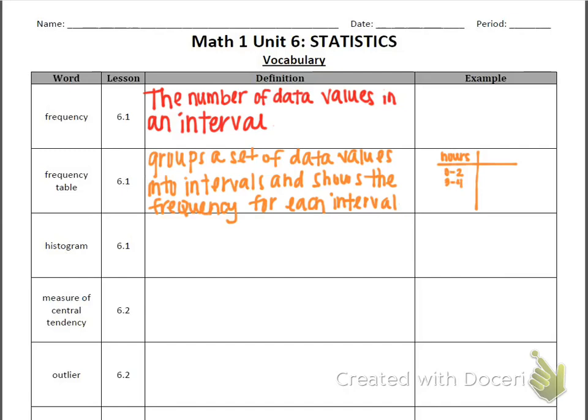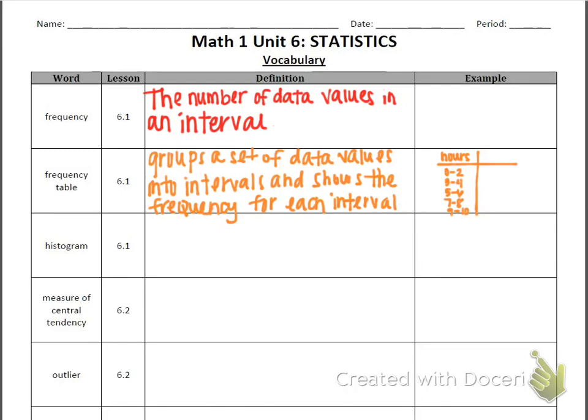What would be the next interval? Good, 5 to 6. And then let's do one more, 7 to 8. Actually, and let's do 9 to 10. Okay. What do you notice about all of the intervals in our sample frequency table? One comes right after the next, so they're consecutive, meaning that we don't go 0 to 2 and then skip to 4 to 5. So we have to include the 3 there.